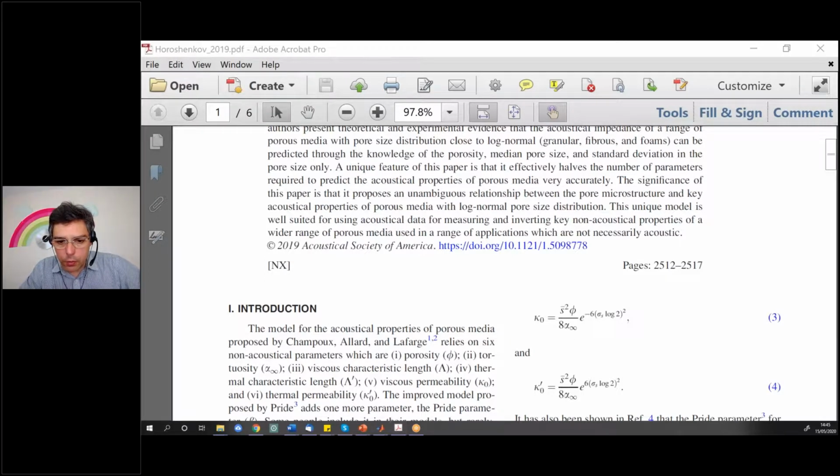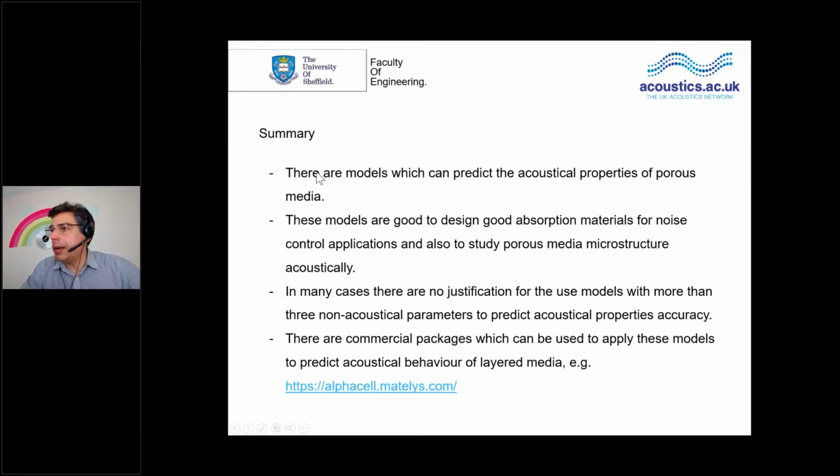So what else do I need to tell you before I shut up? I need to tell you there are models which can predict the acoustical properties of porous media very well. These models are good to design good absorption material for noise control applications and also to study porous media microstructure acoustically. In many cases, there is no justification for the use of models with more than 3 non-acoustical parameters to predict acoustical properties accurately.